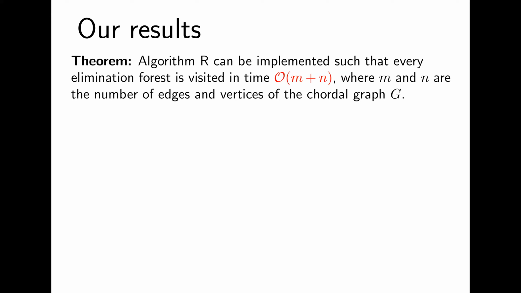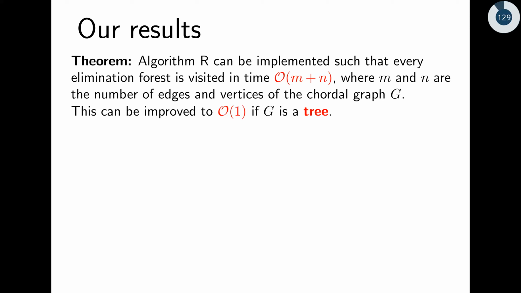And then the running time that we get for chordal graphs in general is m plus n, where m and n are the number of edges and vertices of the chordal graph. So this is the time for outputting one new elimination tree. Yeah, so this is not loopless. This is not constant. This is not the best we can hope for, but it's at least polynomial.